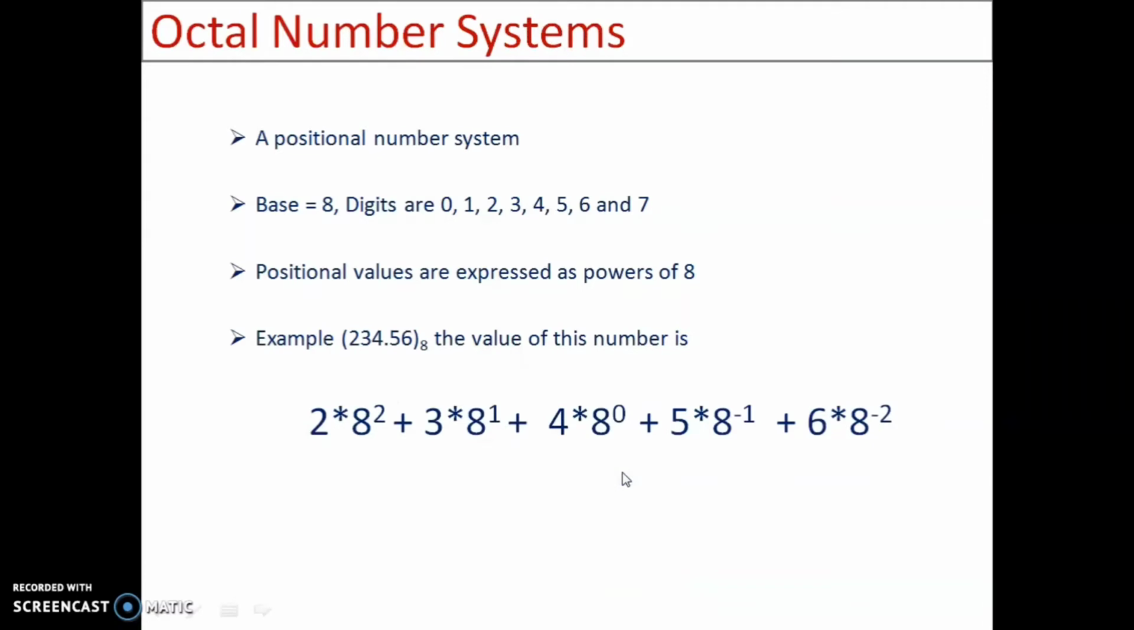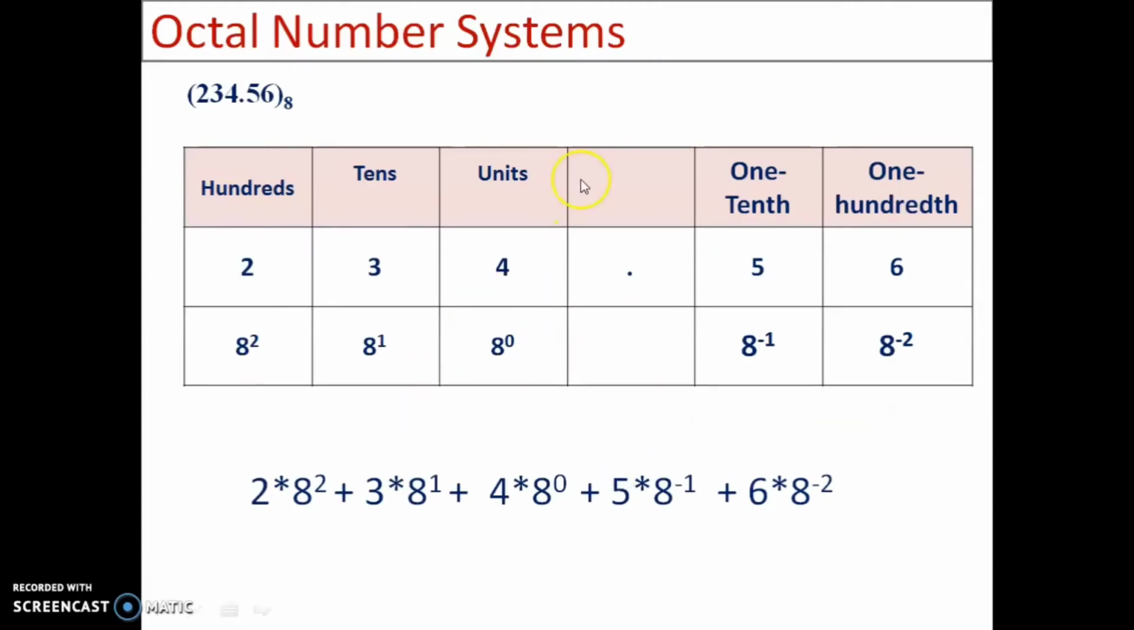Octal number system is also a positional number system. Digits in this octal number system are 0 to 7. Total 8 digits are there. So the base is 8 and positional values are expressed as powers of 8. Consider an example, 234.56, expressed as powers of 8. And to know the value, it is done with the sum of the product of each digit with its positional value.